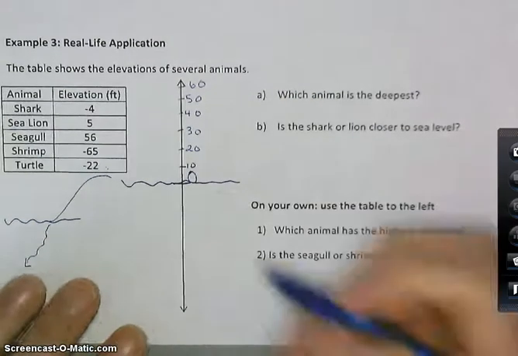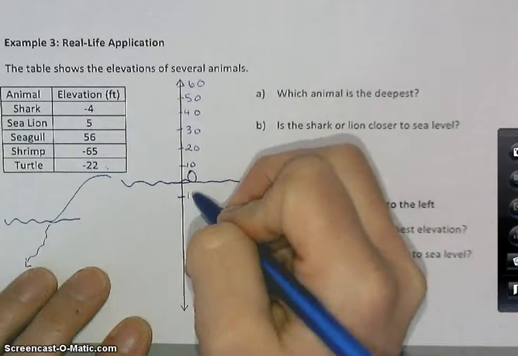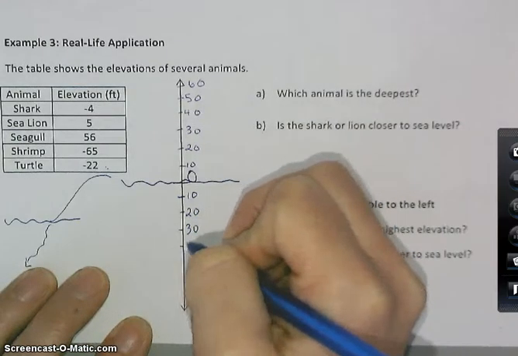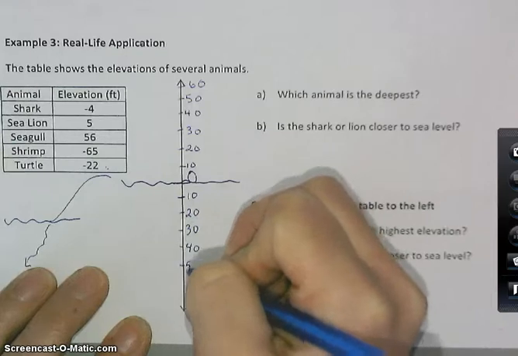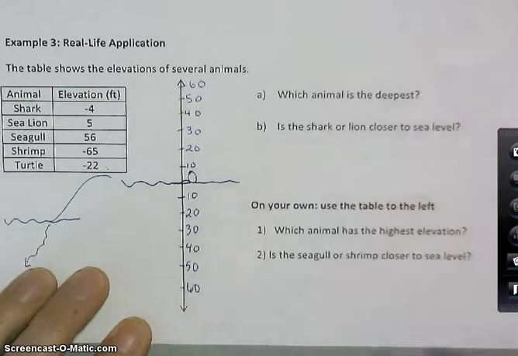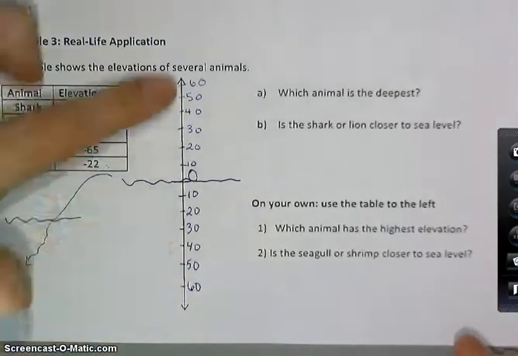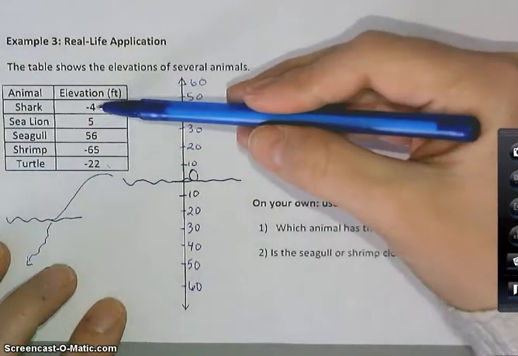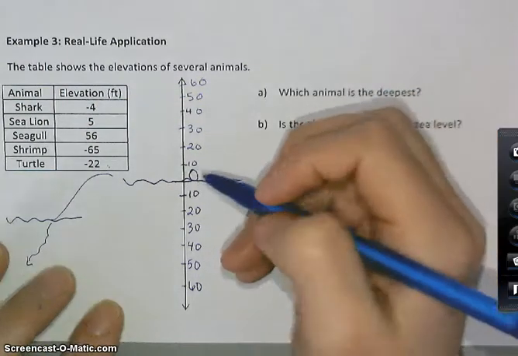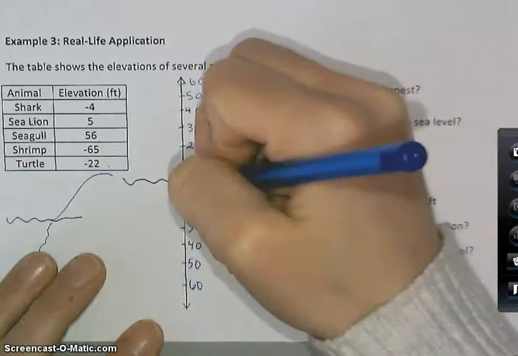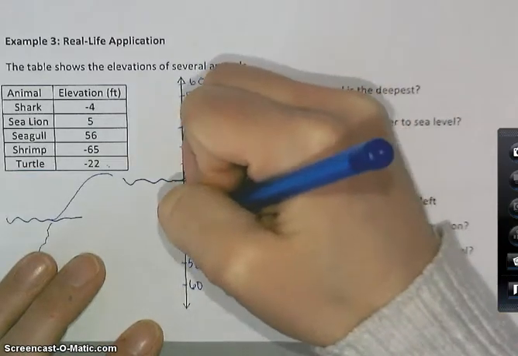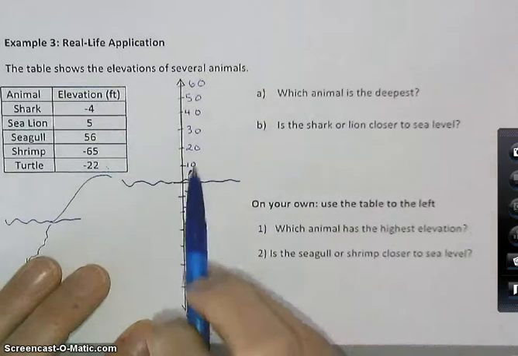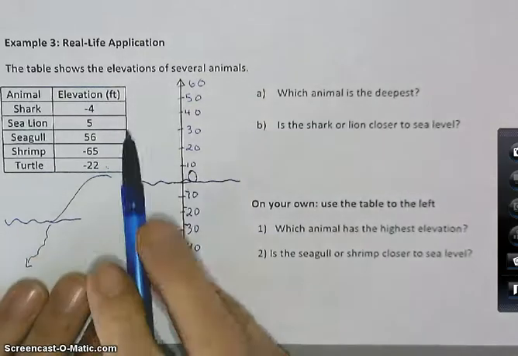And then I'm going to do the opposite in the negatives, below the water. Negative 10, negative 20, negative 30, negative 40, and negative 60. So this is just an illustration of all of my different elevations. So now let's look at the shark. The shark is at negative 4. I'm going to write my negatives clearer. I kind of wrote them right next to the mark. So these are all my negative numbers. So my shark is negative 4.